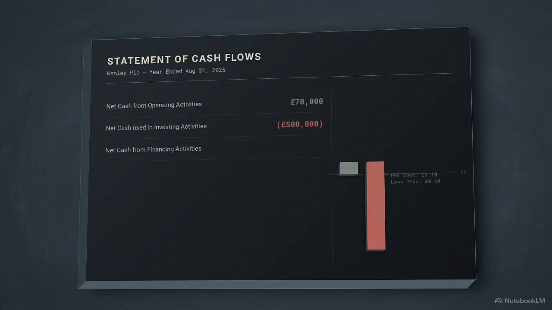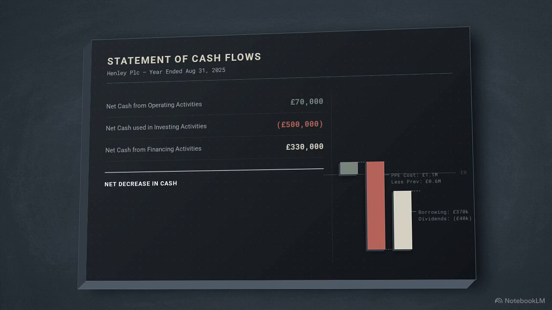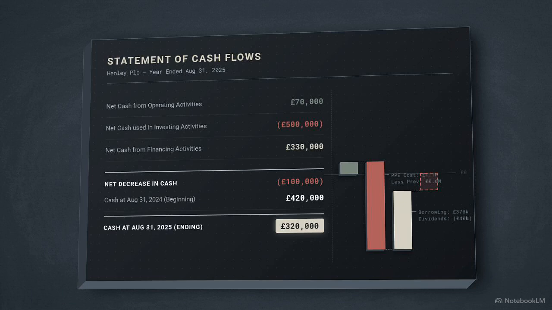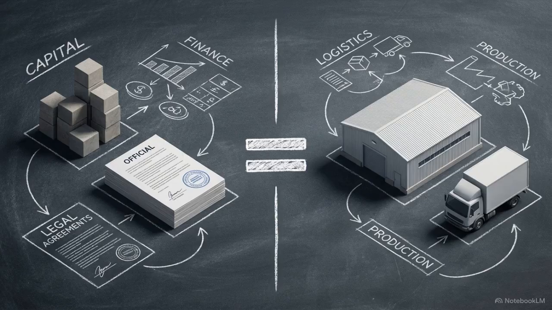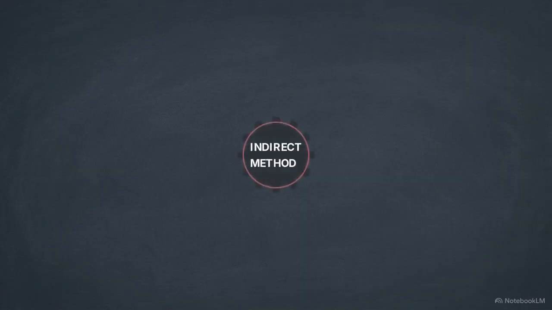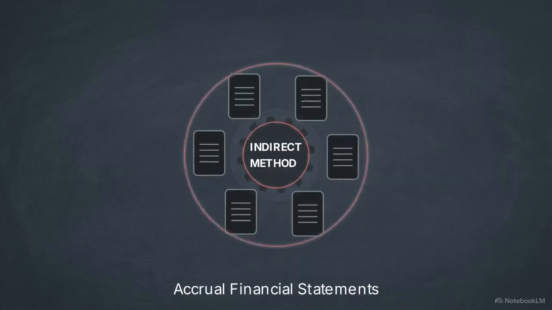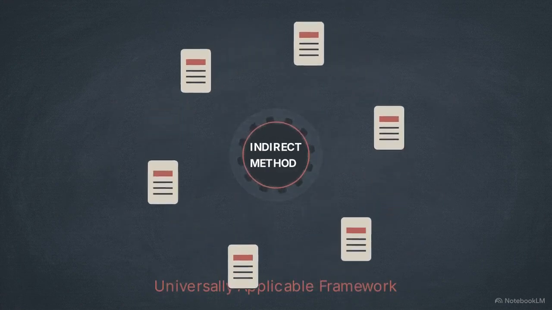We sum the subtotals: £70,000 from operations, minus £500,000 for investing, plus £330,000 from financing, revealing a net cash decrease of negative £100,000. We verify this against the opening and closing cash balances. The reconciliation is mathematically perfect, validating the movement between the two balance sheet dates. Henley plc is not failing. It systematically used its own cash and took on debt to fund a £500,000 infrastructure expansion. This mechanical reverse engineering process is universally applicable to any set of accrual financial statements.